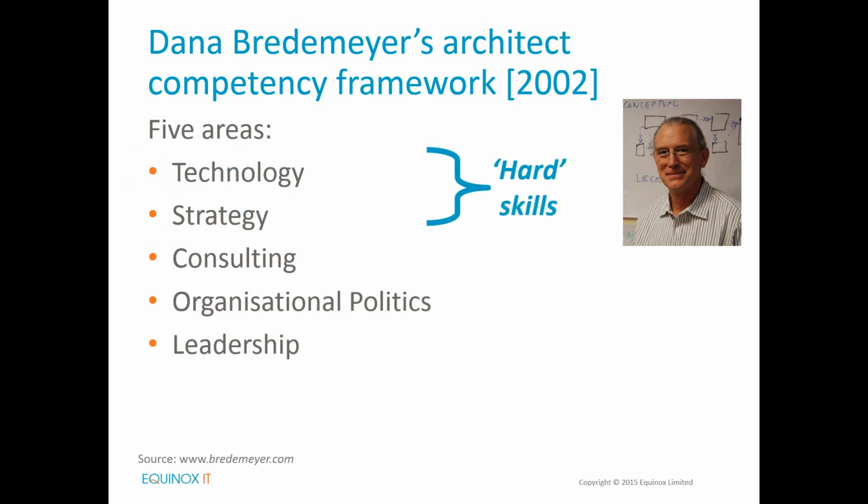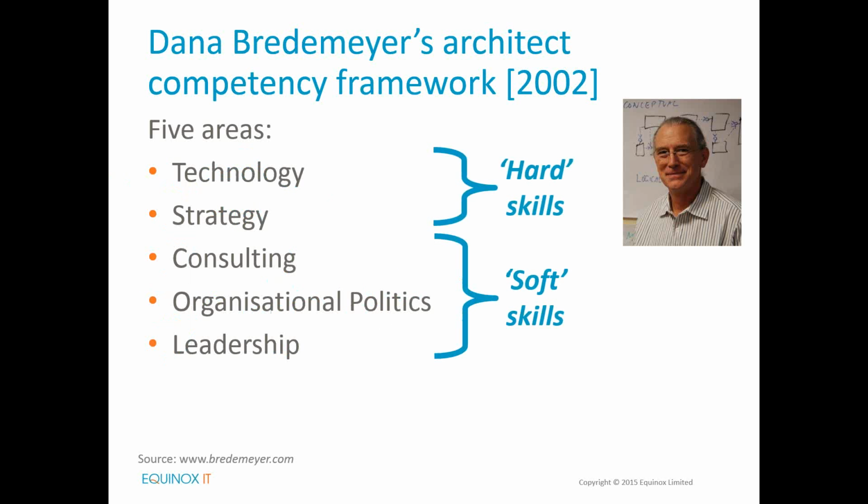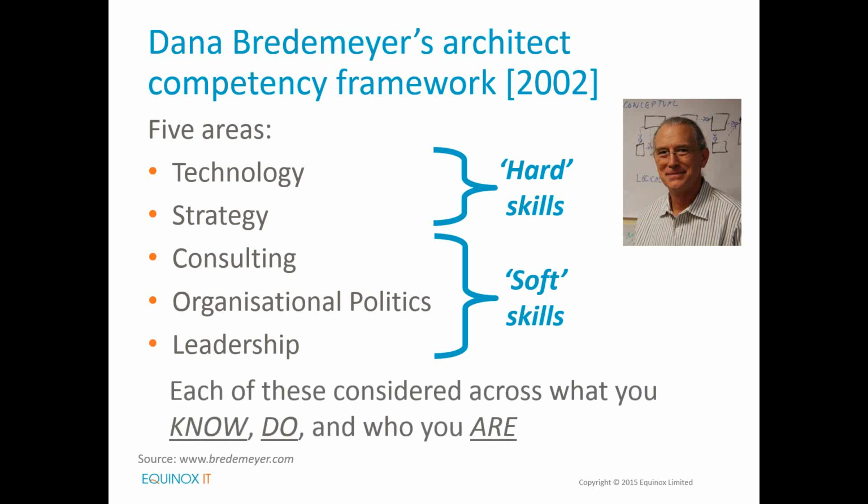Now, the first two are what I'd call the hard skills, knowing the technology and knowing how to do strategy. But the bottom three obviously are more soft skills: consulting, politics, and leadership. And across these five areas, he said, well, for each of these areas, what do you need to know? What do you actually do? And probably most important of all, who are you?